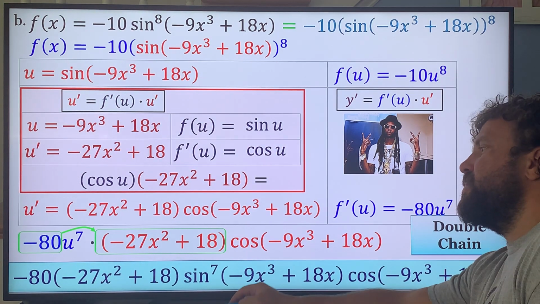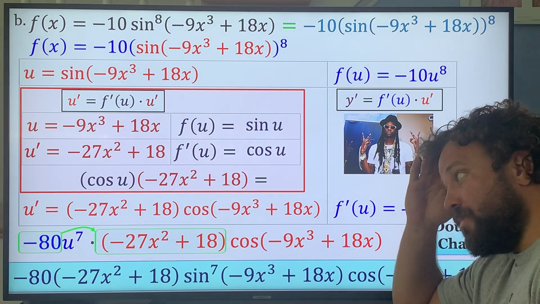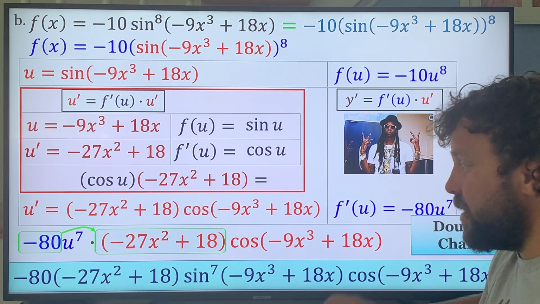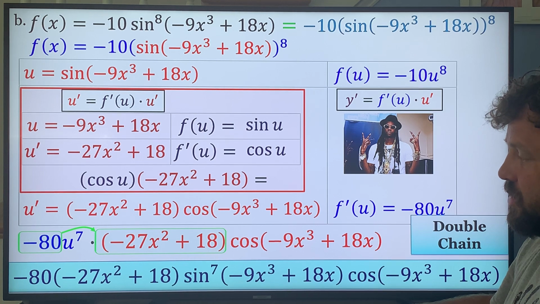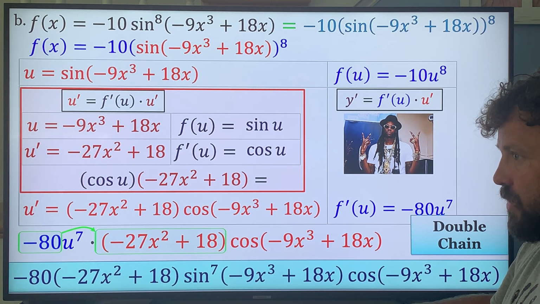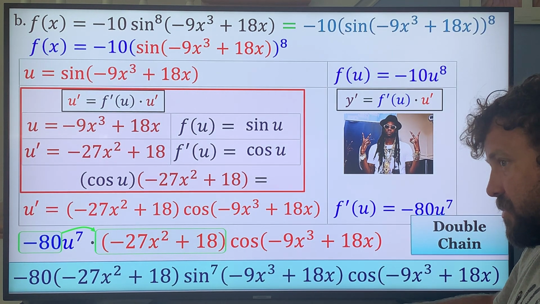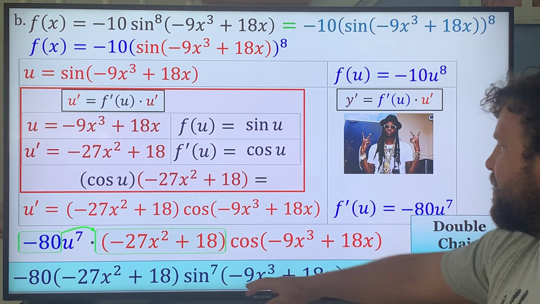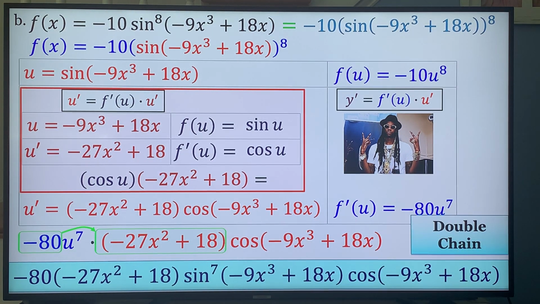If you did distribute this, what is that? 1,600 plus 540, like 2,140 minus 640. 1,440? I don't know, something like that. And then this stuff. I forget. You guys have calculators. You can do it. Anyway, this is fine.